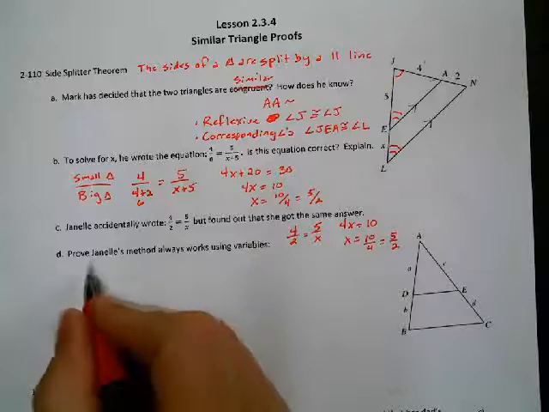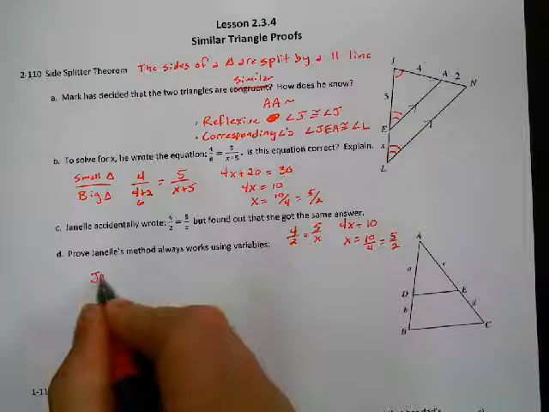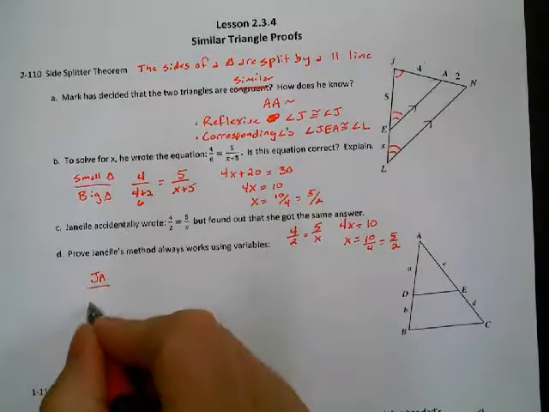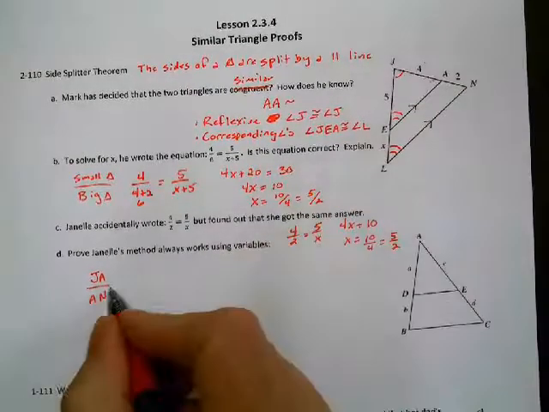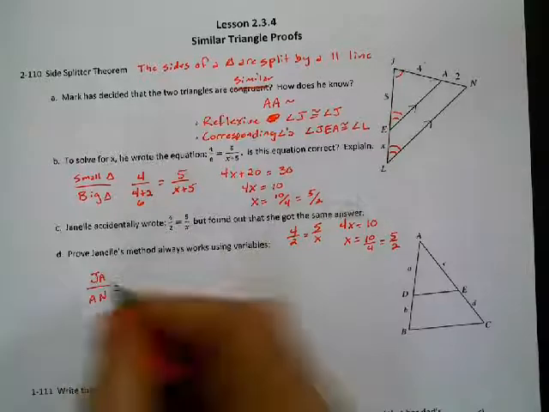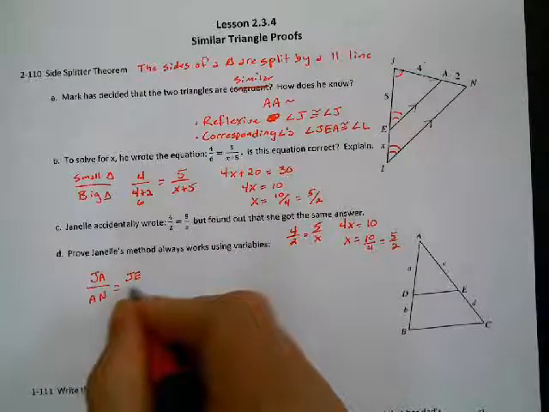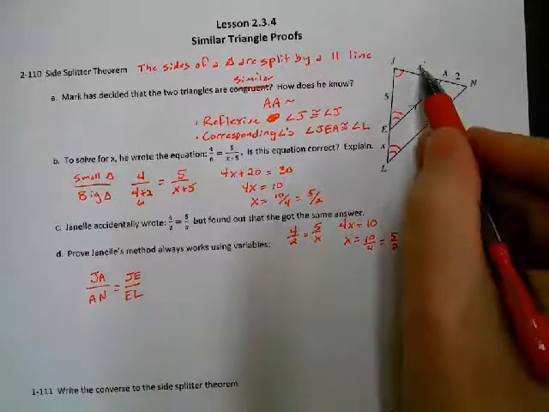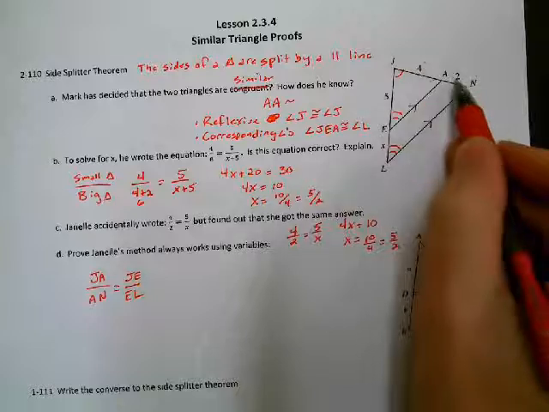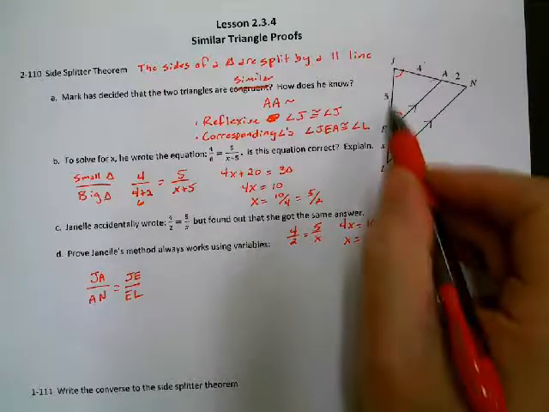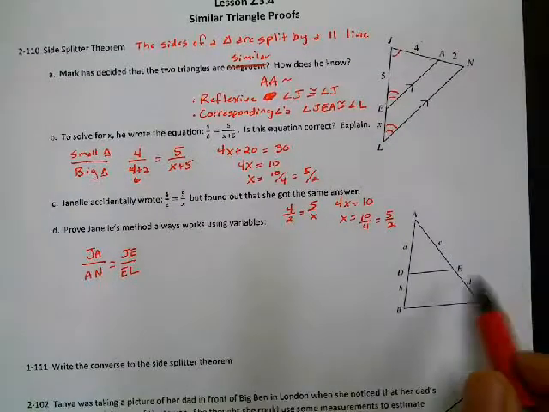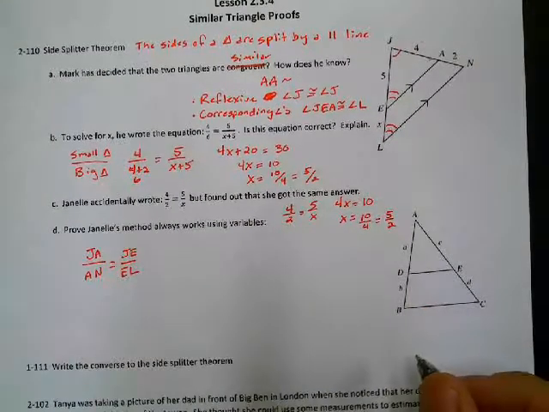So what she's saying here is that JA over AN, so that's the 4 over 2, is proportional to JE over EL. So the side that split, the two segments are proportional to the other side that's split. Now we're going to use algebra basically to prove that this is always going to work.